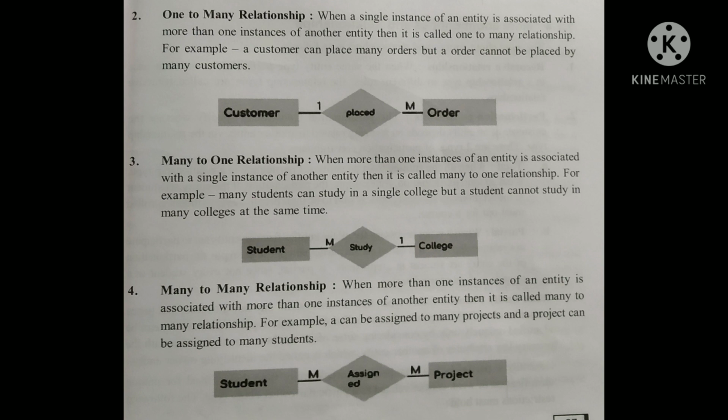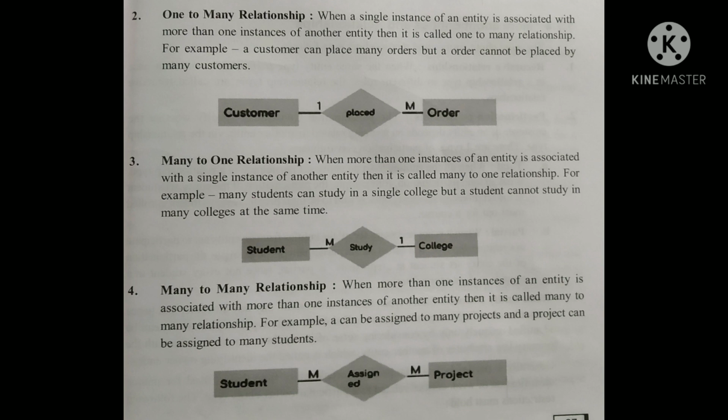Then we can go for the last one, that is the many to many relationship. When more than one instance of an entity is associated with more than one instance of another entity, then it is called many to many relationship.